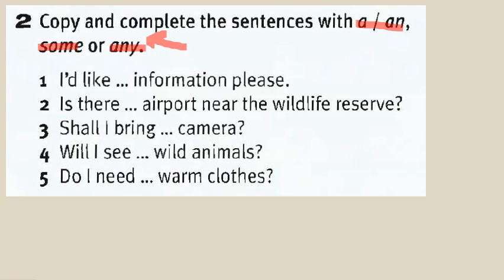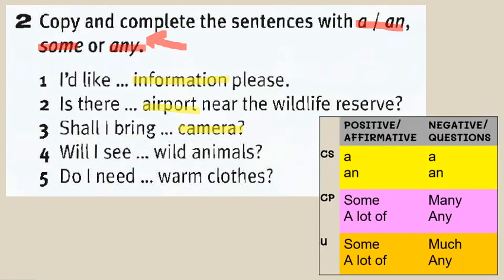I like information, please. Apa noun dekat sini? Information. Second one: is there airport near the wildlife reserve? So the noun is airport. Third, shall I bring camera? So the noun is camera. So number 4 and 5, try cari which one is the noun. After you find out the noun, you tengok balik dekat table tu.